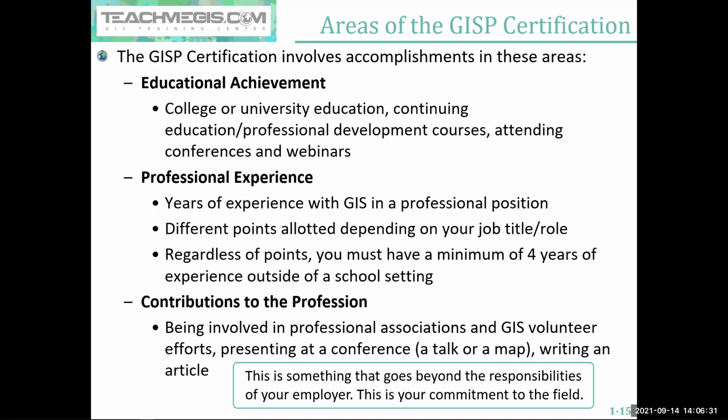You also get points for contributions to the profession. That means being involved in a professional association or GIS volunteer efforts, presenting at conferences, submitting maps to map galleries, writing an article. Even something like here in the US, our kids start learning world geography in 6th grade when they're about 12 years old. I know some colleagues have gone to give talks at 6th grade. Their kids' classroom talked about GIS, and they get points for that.